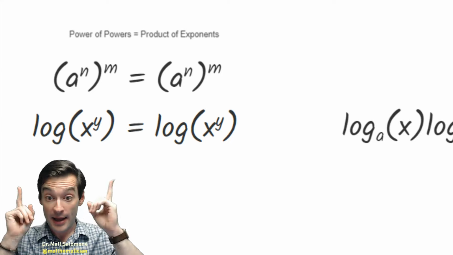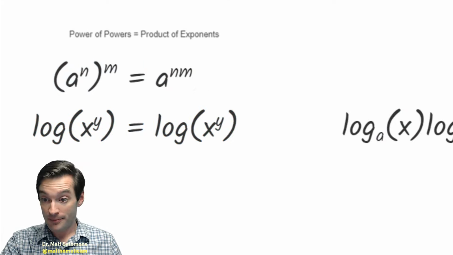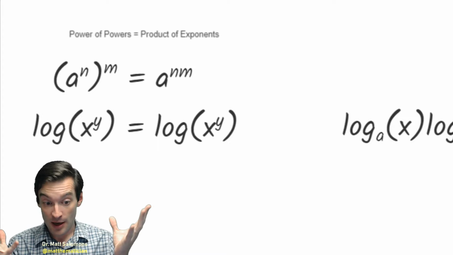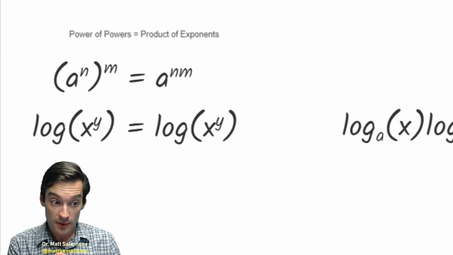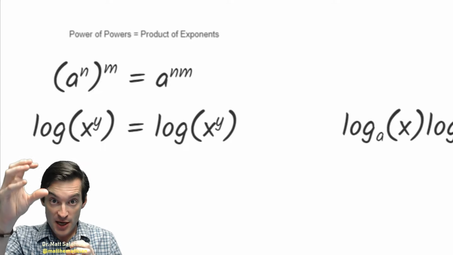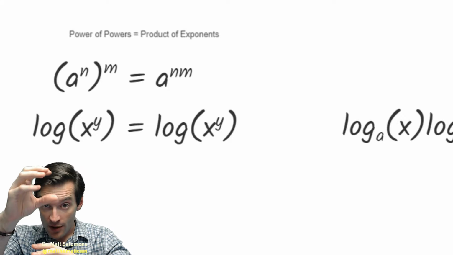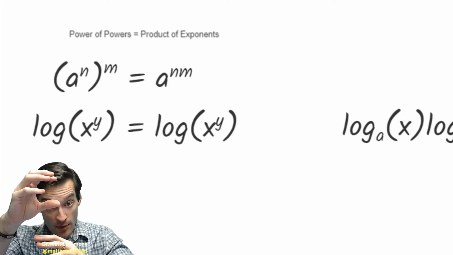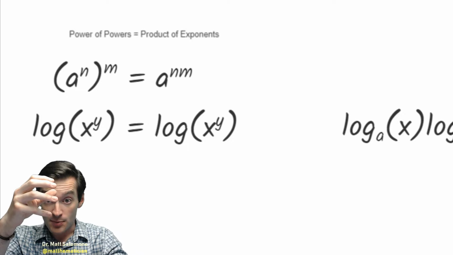So above my head right here, we know how to simplify a power of a power. When I take a power of a power, those exponents multiply. Right? That's one of the fundamental properties of exponents that we learn. So what then should happen if exponentiation of a power turns into multiplication of exponents? We reverse that for logarithms. So when a logarithm has an exponent on the inside, on the outside what we should see is multiplication.